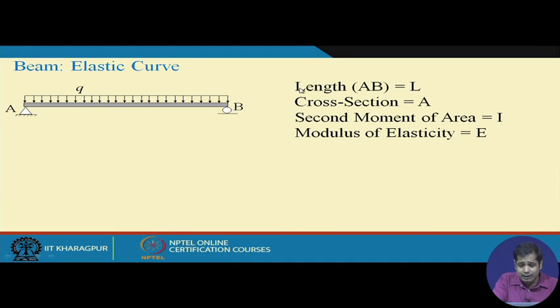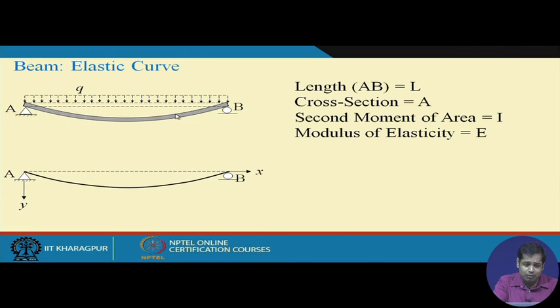The length of the beam is L, the cross section of the beam is A, and the second moment of area is I. I believe you are familiar with the second moment of area, which you have learnt in your mechanics course. The modulus of elasticity or Young's modulus of the material is E. So this is the physical process. Now this deflects like this, right? What we do is an idealization of this physical process, where the beam is idealized as a line, because the depth is very small compared to the length.